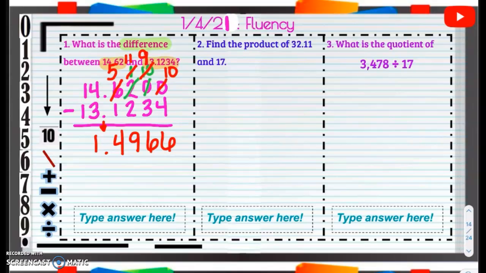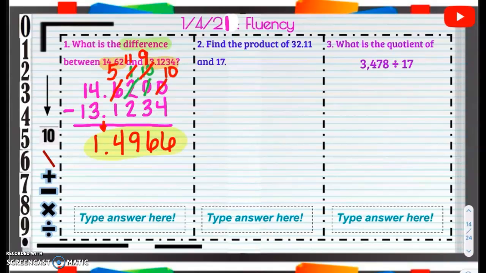So our final answer here, I'll highlight it, is 1 and 4,966 ten thousandths, or 1.4966. All right, on to number 2.